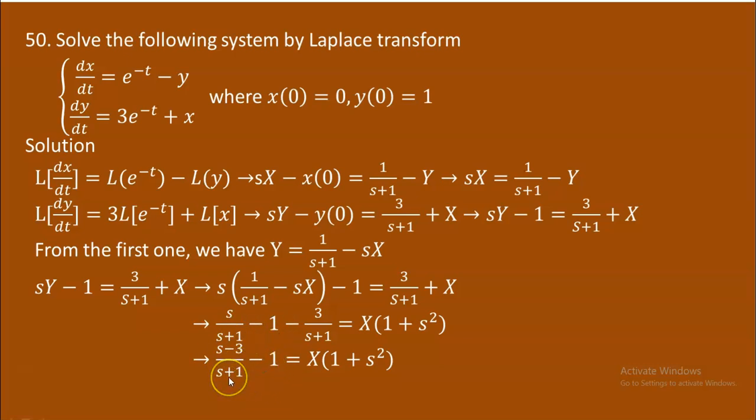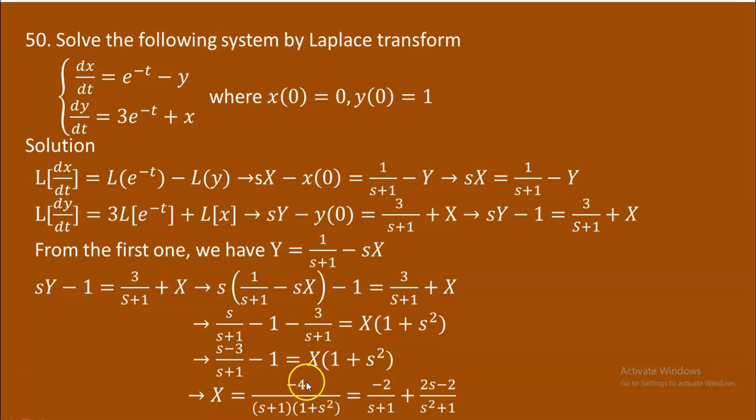Take s plus 1 as the least common multiple, and s minus 3 over s plus 1 minus 1 makes negative 4 over s plus 1. But dividing this by 1 plus s squared, this 1 plus s squared comes as a denominator. So now we have to decompose this.